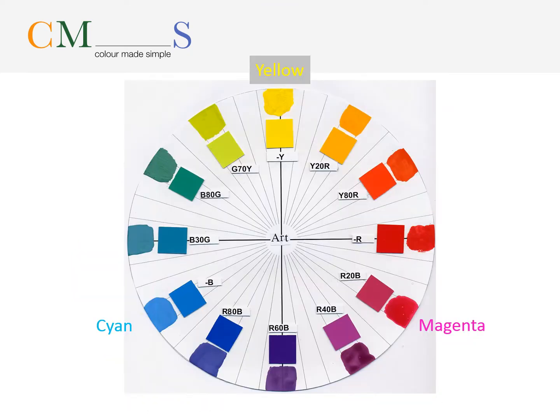So even with my limited colour mixing skills, I was able to produce a satisfactory colour wheel when based on cyan, magenta and yellow.